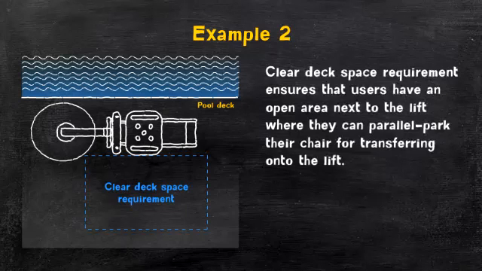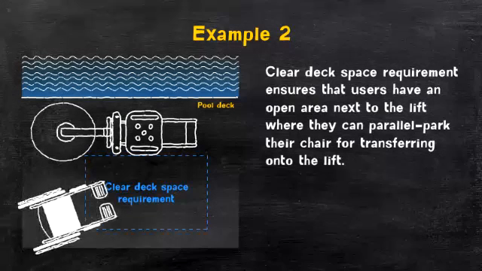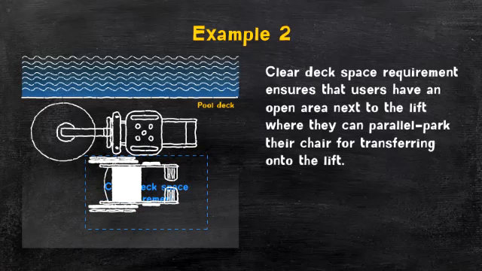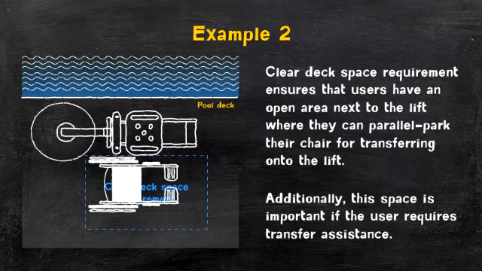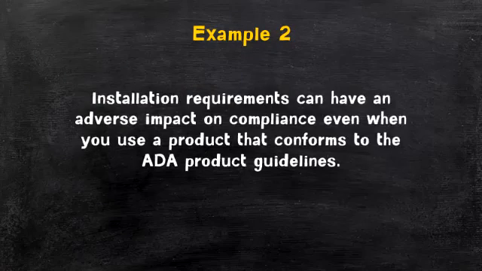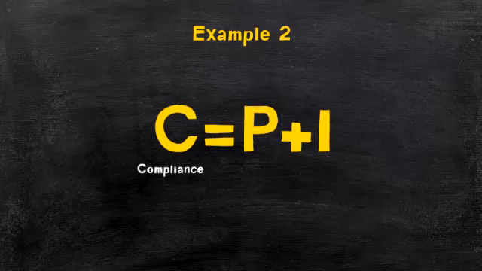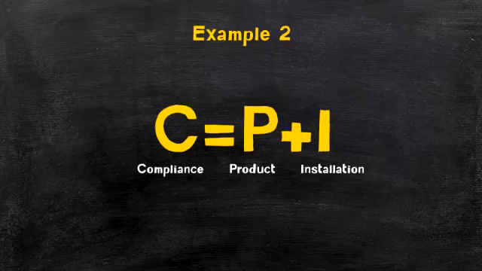The clear deck space requirement is designed to provide an area of unobstructed space starting at the back corner of the seat opposite the pool. This requirement is in place to ensure that the users have an open area next to the lift where they can parallel park their chair when transferring onto the lift. Additionally, this space is important if a user requires transfer assistance. As you can see, the installation requirements can have an adverse impact on compliance even when you use a product that conforms to the ADA product guidelines. Remember, both the product and installation requirements must be met in order to be compliant.